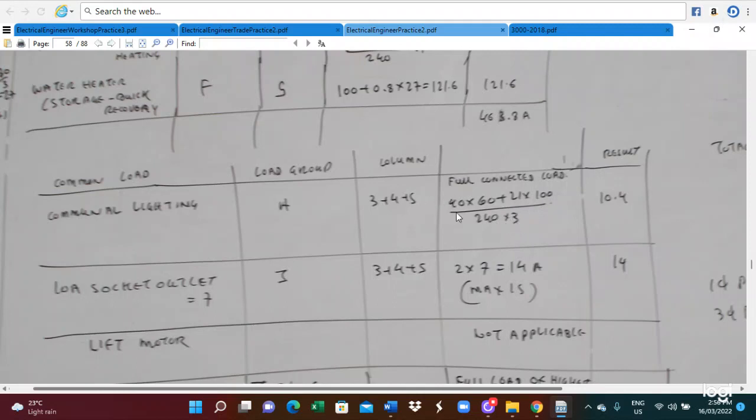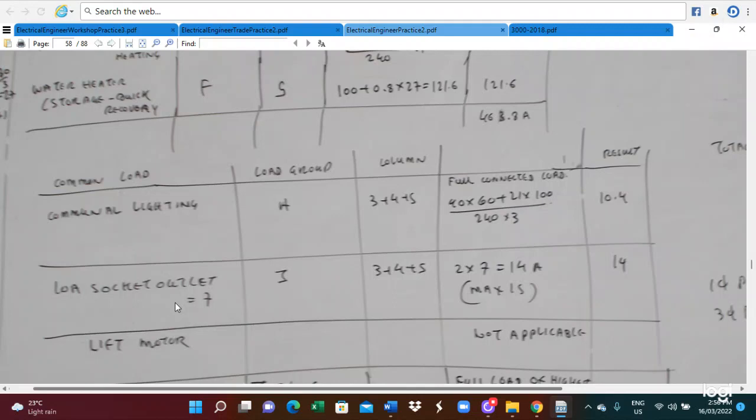And here 90 multiplied by 60 plus 21 multiplied by 100, this is the power. Power divided by 240, you got the current. And for the 3 phase, every phase is divided by 3. So you got 10.4 ampere. So this is the way you calculate the lighting point.